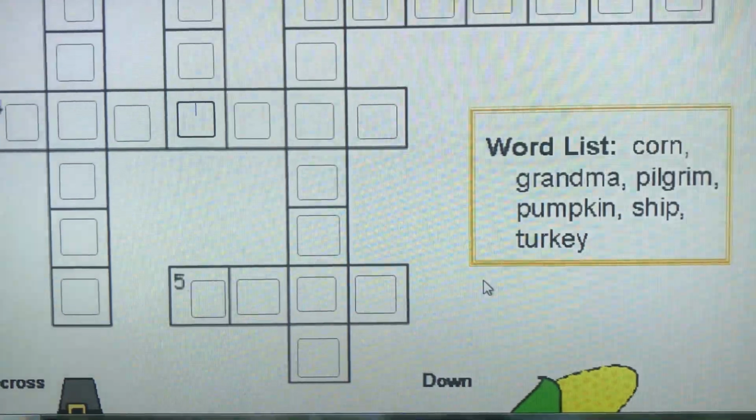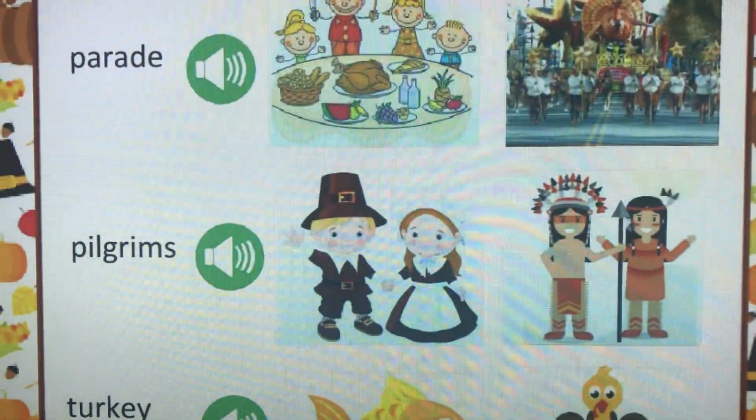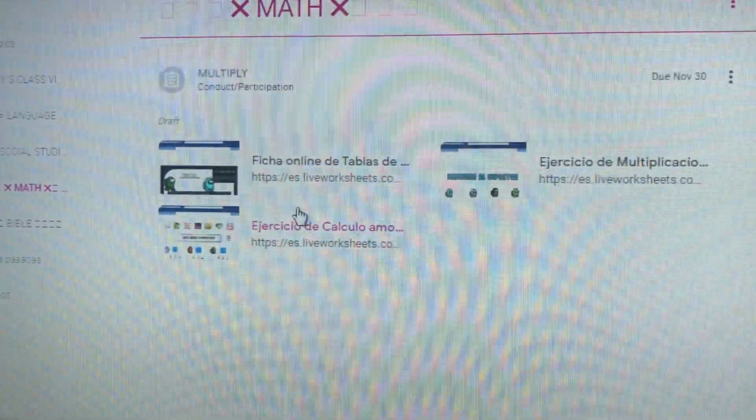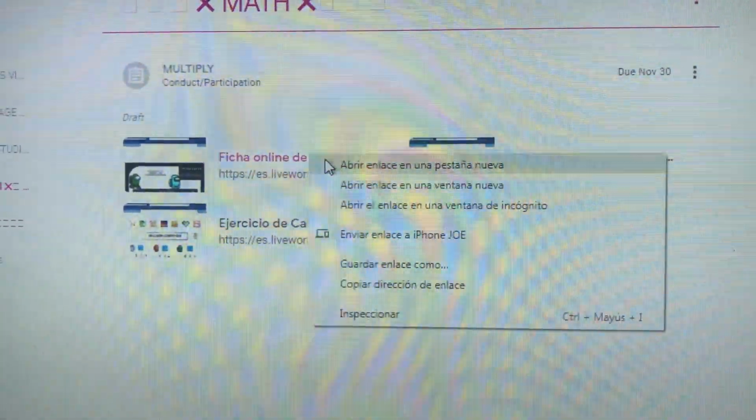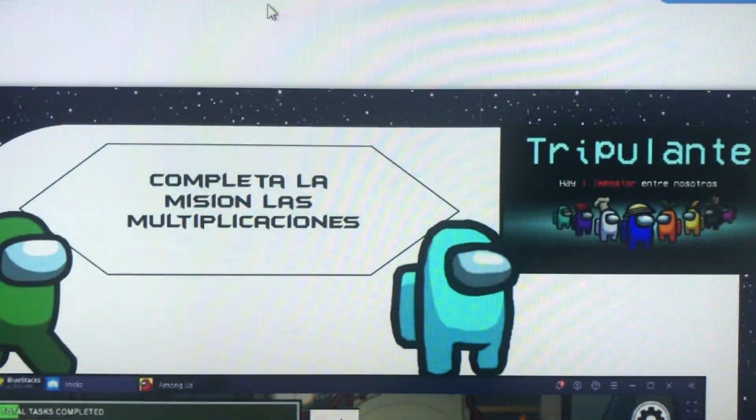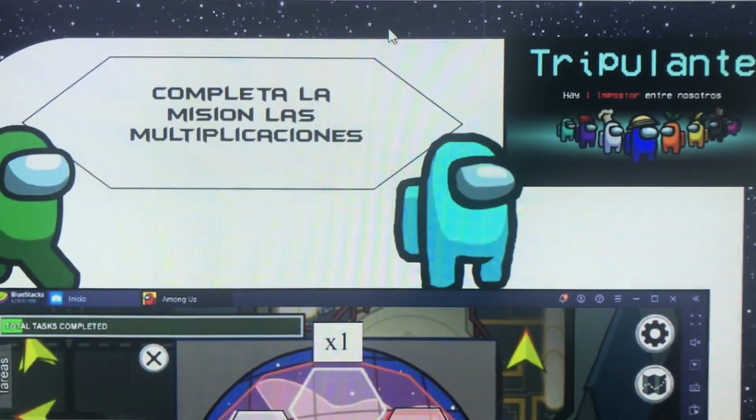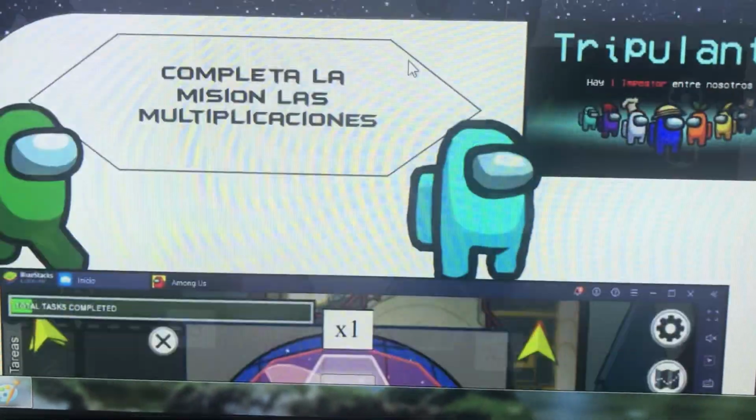Okay. All right. So that's going to be for social studies. So let's move to math. In math, we're going to do something special, in which you're going to do the table of multiplication. I'm going to give you the table of multiplication, just in case. In this one, we're going to talk about the game Among Us, but it's going to be tables, okay?